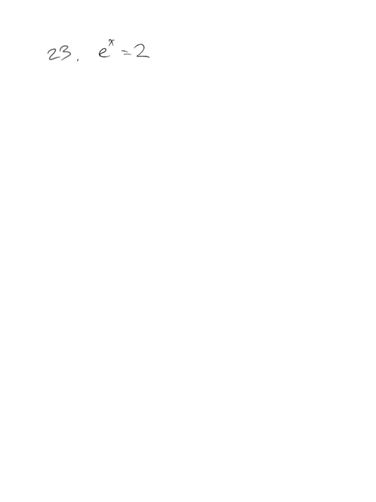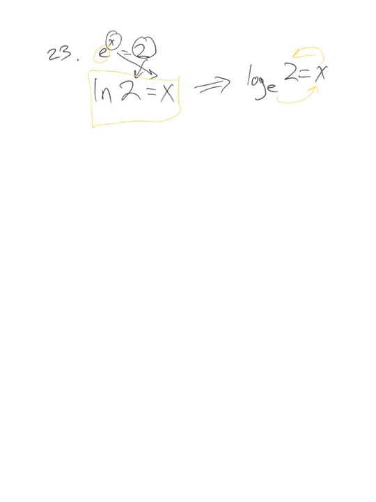Anytime you have a base e, that means it's going to be a natural log. Natural log is a log base e. The exponent is always your answer, and the answer becomes the base. So the base e tells you it's natural log. If you're still not sure, you could think of it like this: log base e of 2 equals x, and then work it backwards counterclockwise, and you see you get e to the x equals 2. So this is the correct answer for 23.